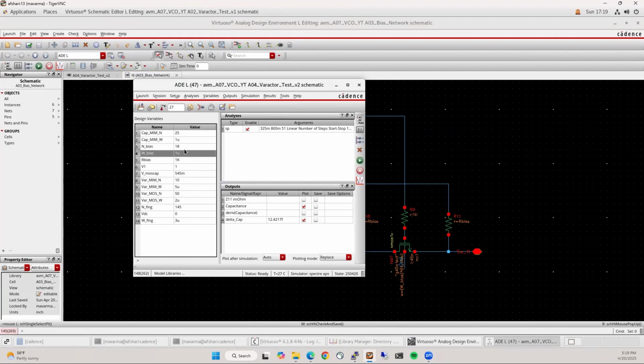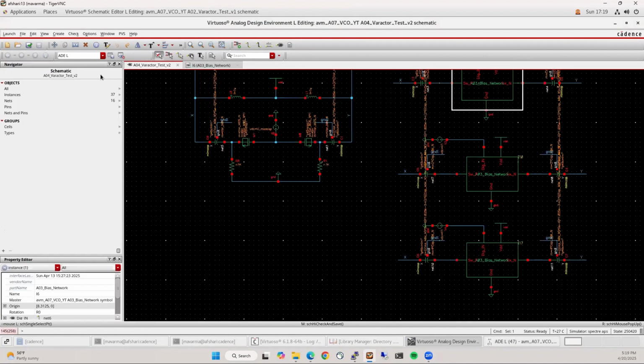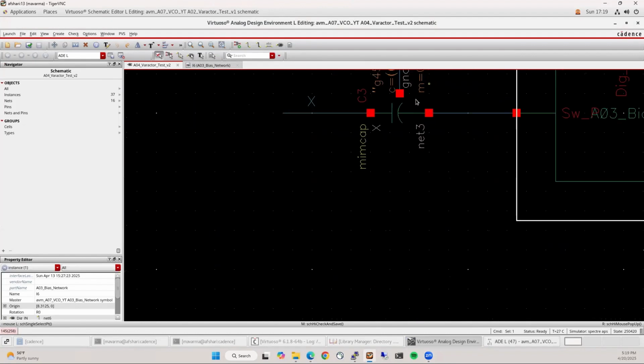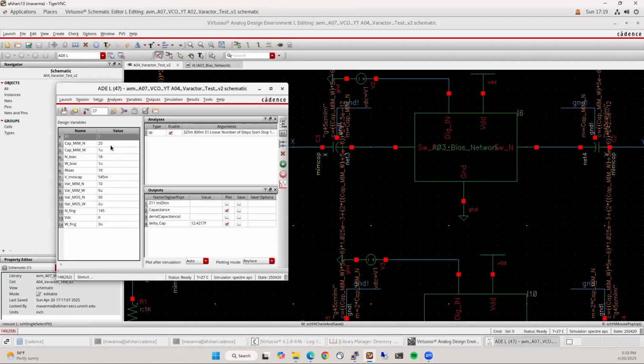Whereas, yeah, V1 is the digital signal. And the size of the mim caps, these mim caps, is 5 micron length. And then the width is around 25 micron, right? 1 micron times 25. So they're also fairly large. Okay, so let's run this and see what we get.